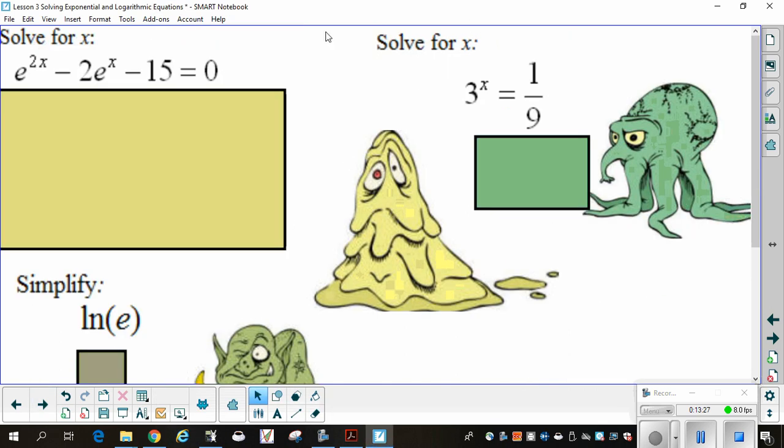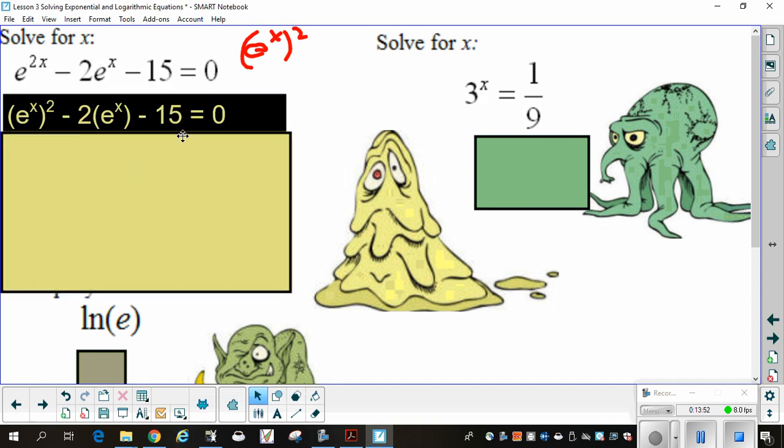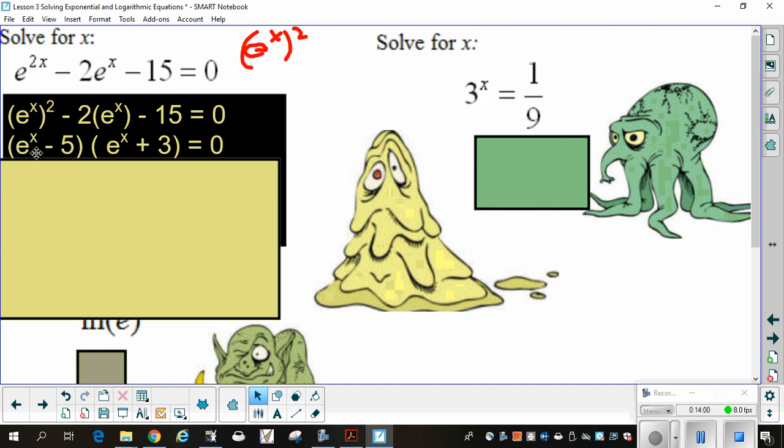Now, this next one, this is an exponential. Notice e to the 2x minus 2e to the x. This could be e to the x squared. So I have a quadratic. I have something that's written in quadratic form. So therefore, I can rewrite it like this, so it's a little bit easier to see. I've got e to the x squared minus 2e to the x minus 15. Now I factor that: e to the x minus 5, e to the x plus 3.